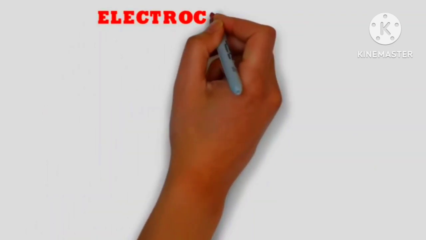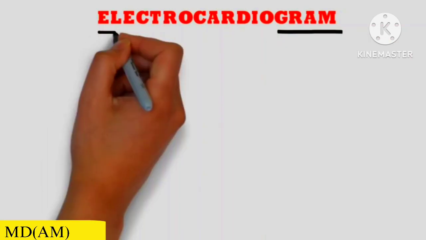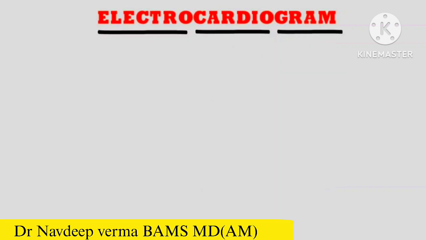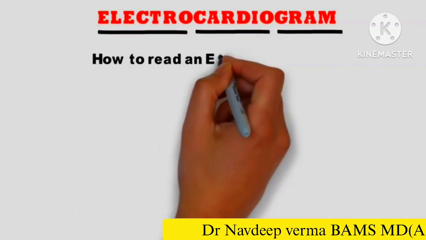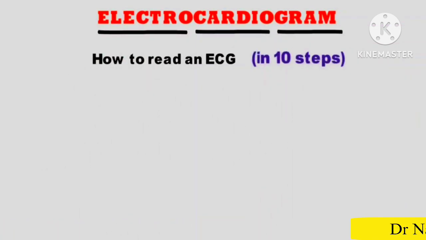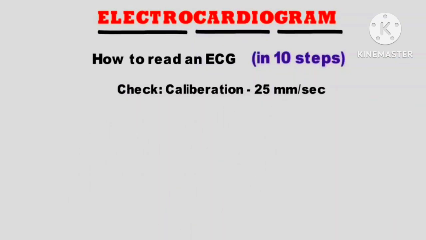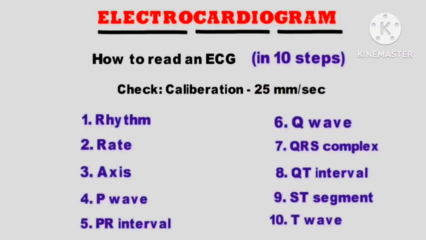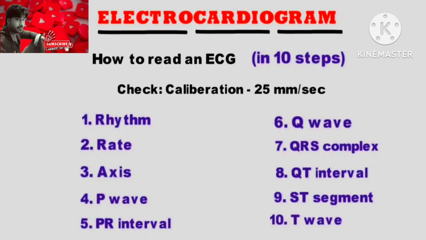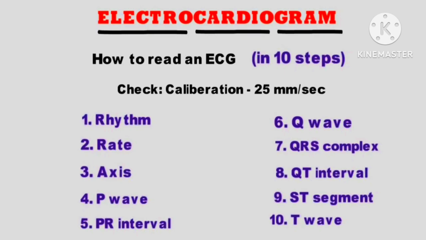So let's start. ECG, or electrocardiogram, is the graphical representation of electrical activity going on in the heart. Now, how to read an ECG in just 10 steps. Before that, we need to check the calibration or speed of the machine, which is normally set at 25 mm per second. In most of the books on ECG, the first step is to calculate rate. But before calculating the rate, you should know whether the rhythm is regular or not. I'll tell you the reason when I discuss the rate.